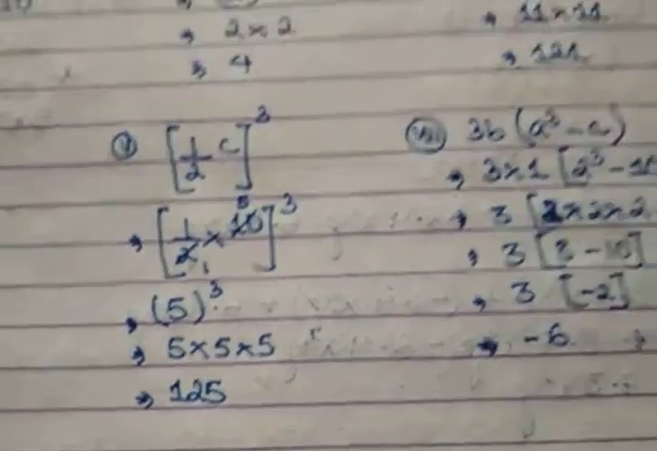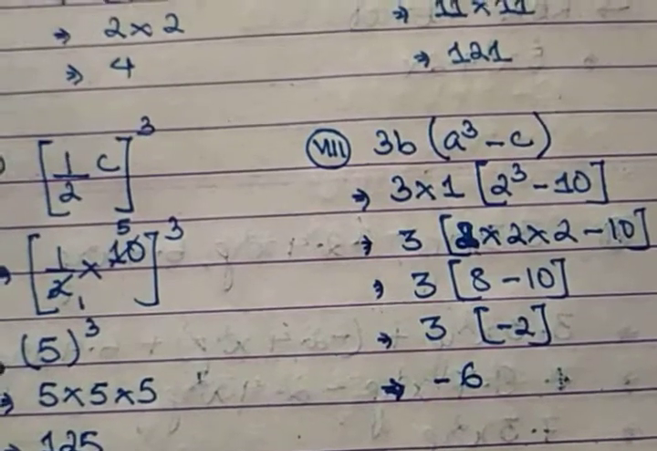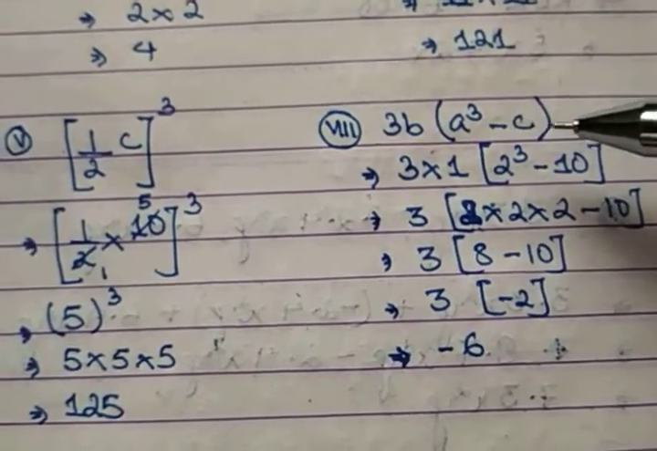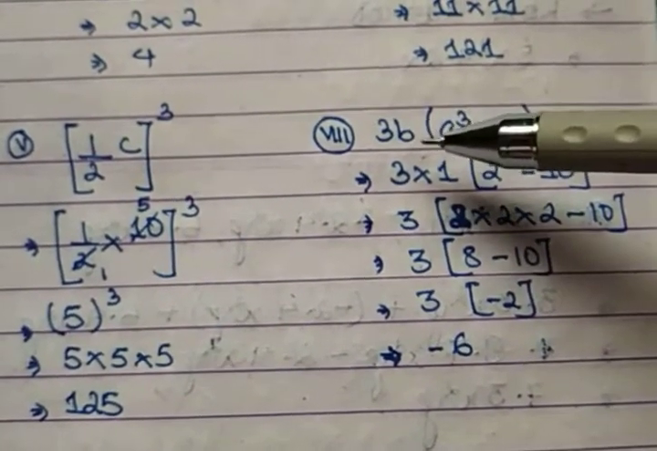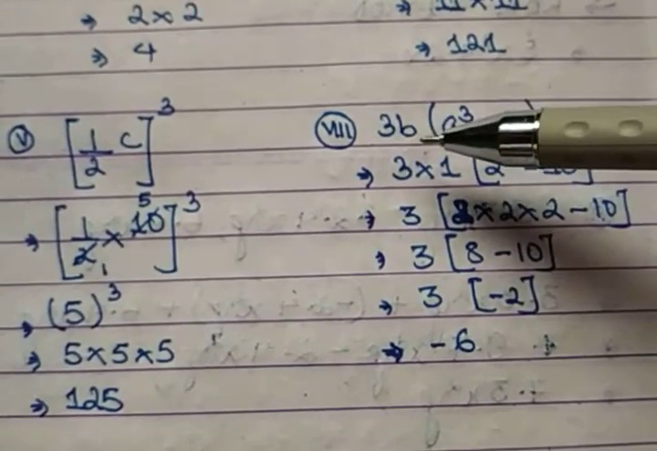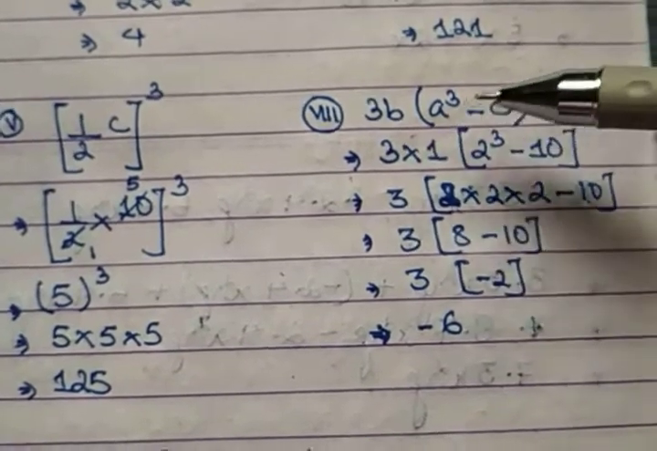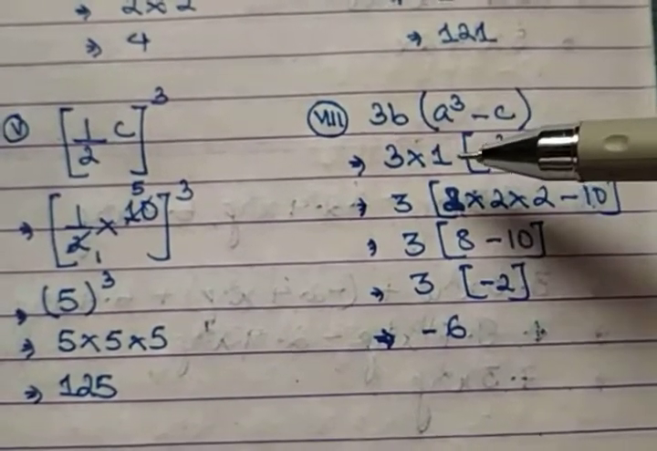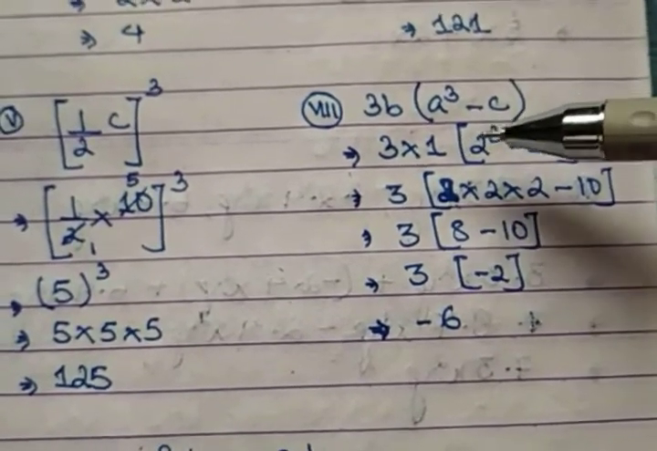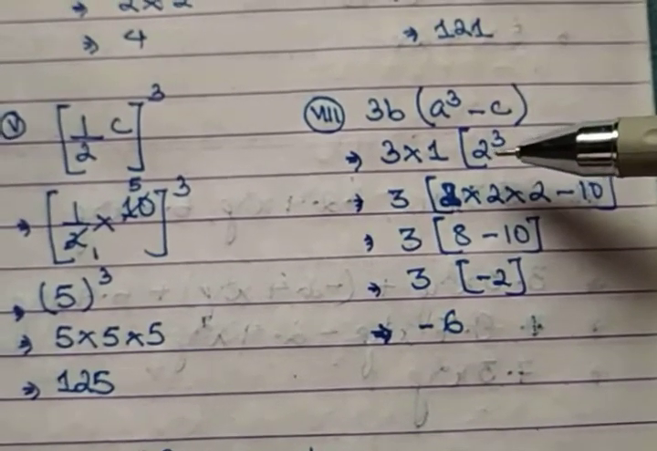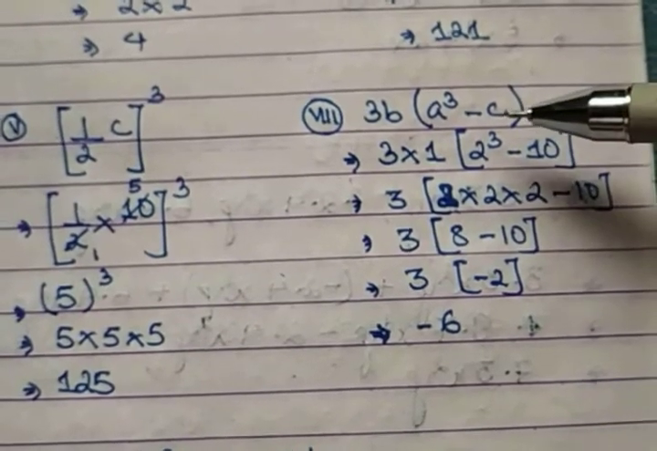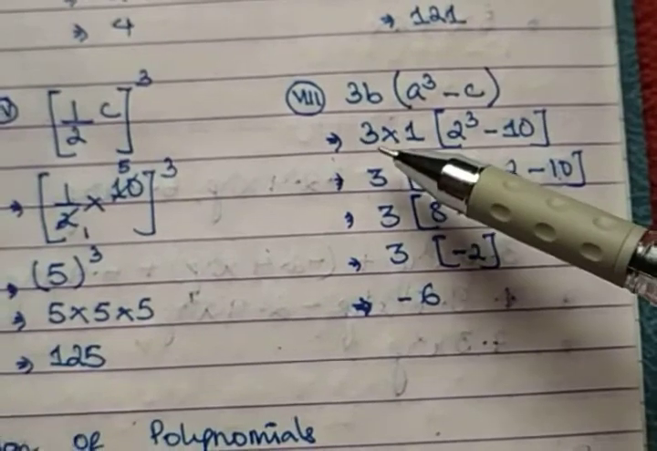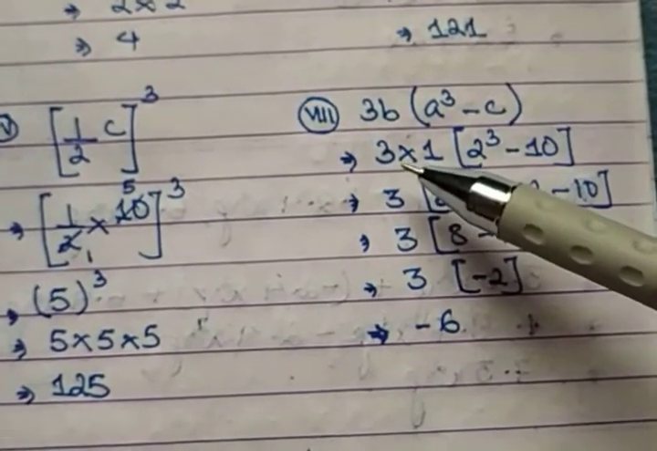Is it okay? And the eighth one, question number 8, we have here is 3b within the bracket a cube minus c. So 3 and b, the relation again is constant and a variable, the relation is multiplication. What we need to do here is substitute all the values of the variables, isn't it? So 3 into the value of b is given as 1, so 1 within the bracket a cube, so the value of a is 2 cube, minus c, the value is given as 10, so 10 in here. So after substituting, what we need to do is proceed with the sum, isn't it?